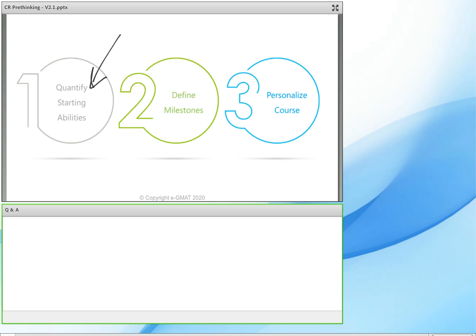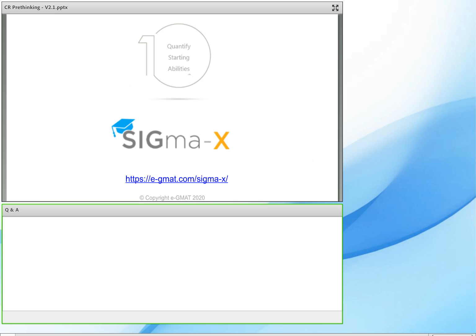Then using those abilities in an AI engine, we define milestones that provide the shortest path to go to that 720 score. And while defining those milestones, we also give you time estimates. And then once you have the starting and the endpoints defined, we then really say, okay, to achieve those milestones, which we defined in step number 2, which aspects of learning and assessments do you need to go through, which metrics do you need to hit, and that's where personalizing the course comes in.